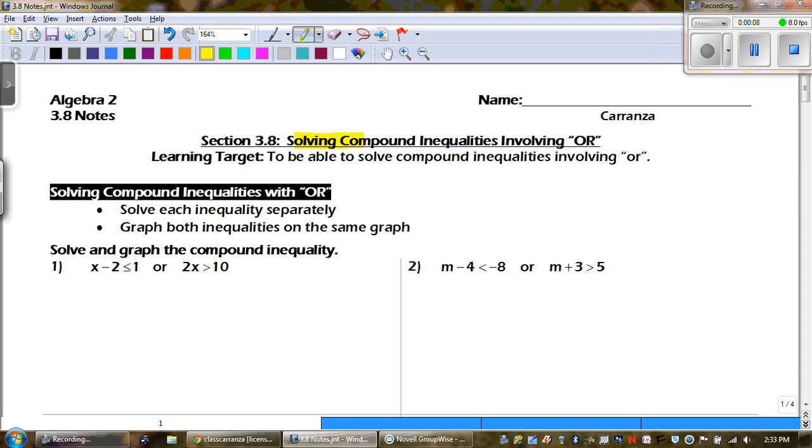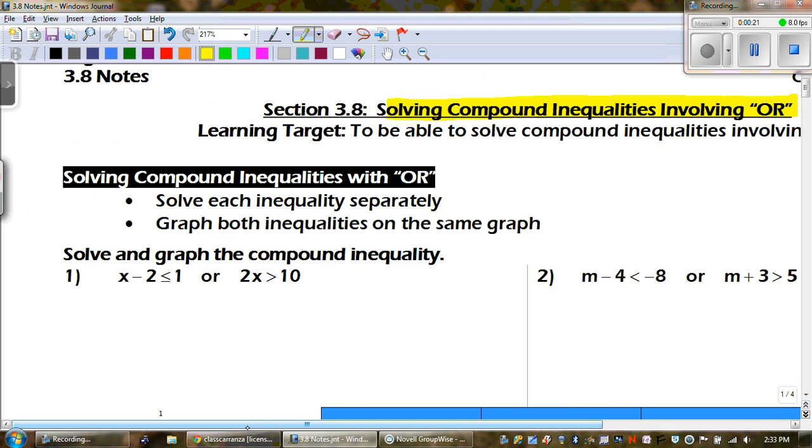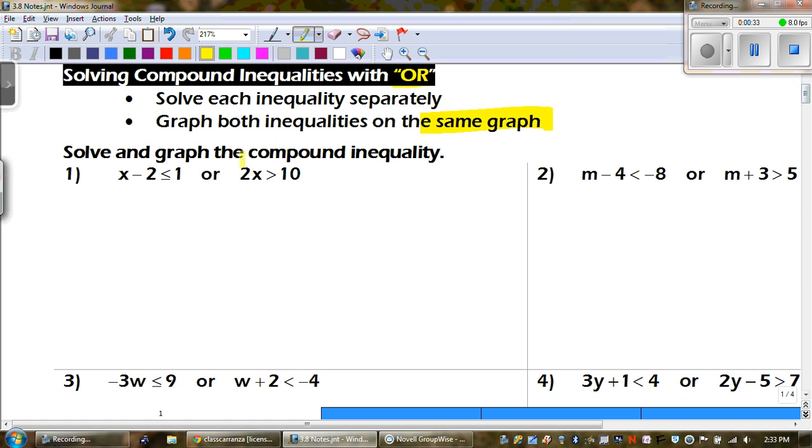Today we're talking about solving compound inequalities involving OR. Our learning target today is to be able to solve compound inequalities involving the word OR. Okay, so a couple reminders: when you're solving, you need to solve each inequality separately whenever you see the word OR, and then graph both of them on the same graph. Okay, so let's go ahead and get started with this.